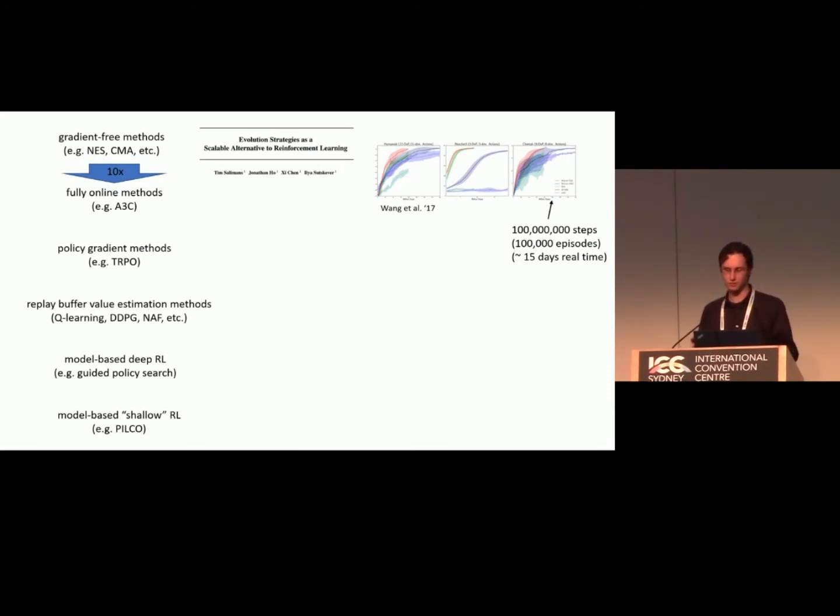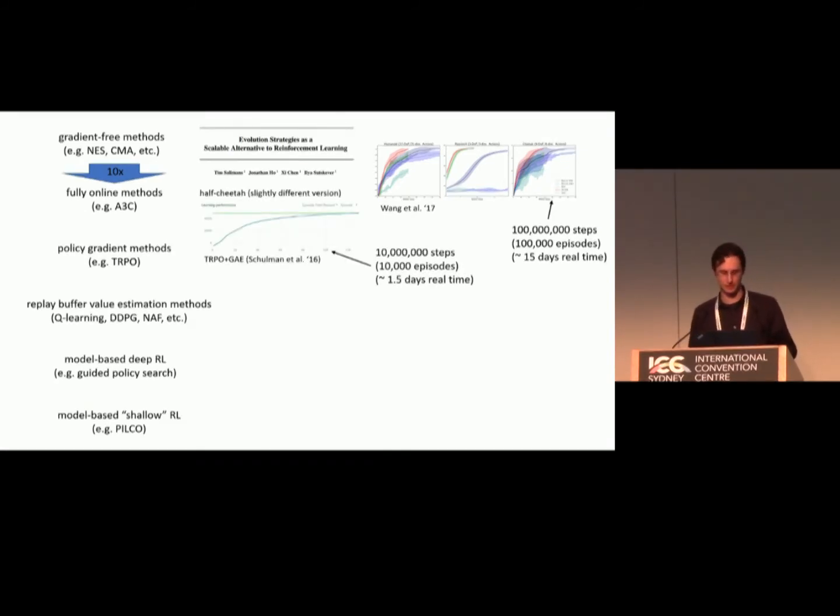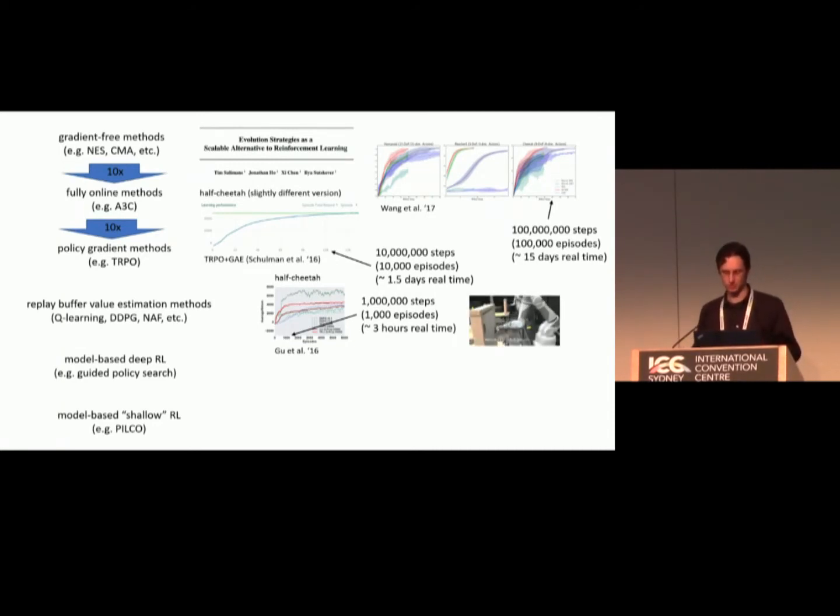So A3C reports results on this that take the equivalent of about 15 days of real time. The simulator is much faster than real time, so it typically takes less than that computationally, but if it were running in real time, 15 days. Batch mode policy gradient like TRPO takes the equivalent of about 1.5 days of real time. Methods like DDPG take the equivalent of about 3 hours of real time. And actually we found that if we run them on a real robot, that's about how long they take to learn some manipulation skills. So that 3-hour figure is probably pretty reasonable.